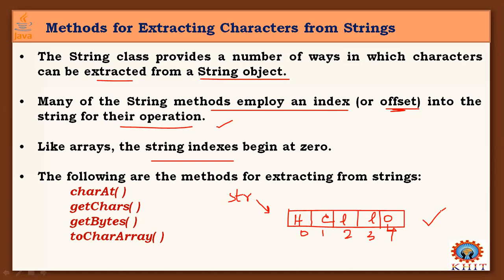So how do we extract the desired subset, maybe a substring, or some character at a particular index? Use the string indexes to extract the characters or substrings from the string. These are the methods for extracting characters or substrings from the given string object: charAt for a character at a particular index, getChars, some group of substring, getBytes, and toCharArray. So let's discuss one by one.